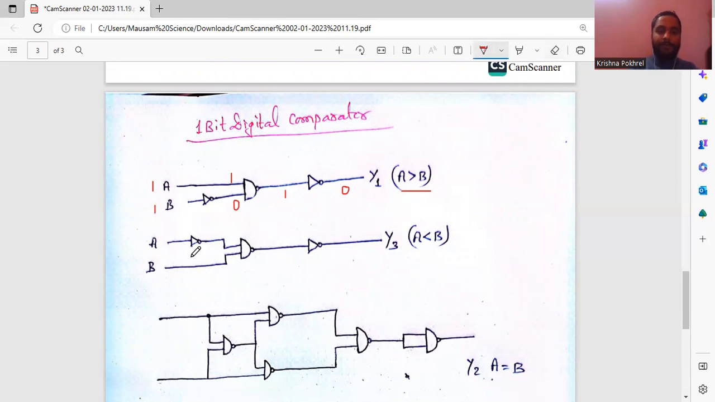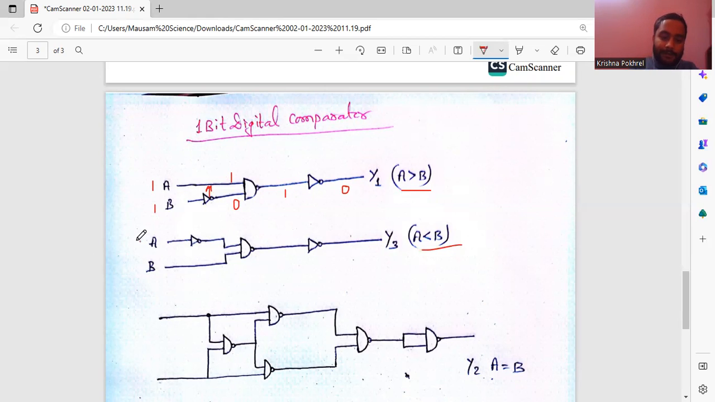Now next one is A is less than B. Simply take this NOT gate to the upper one, A. This NOT gate was in B. Now simply take it to A, you will get the answer.